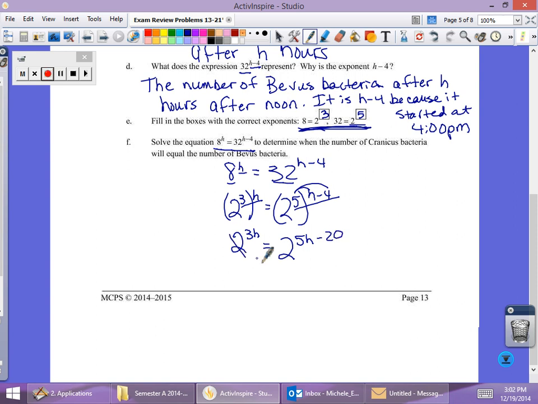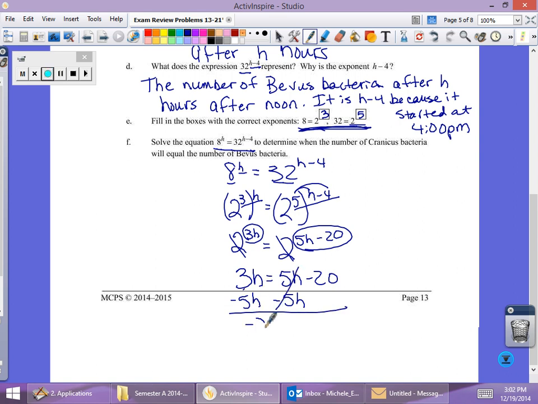When the bases are equal, the exponents must be equal. So I can set 3h equal to 5h minus 20. To continue solving, subtract 5h from both sides. 3h minus 5h is negative 2h. The 5h's cancel, and I bring down negative 20. And if I divide by negative 2, I find out that h is 10 hours.